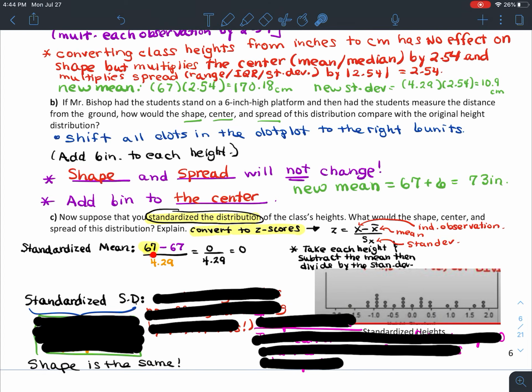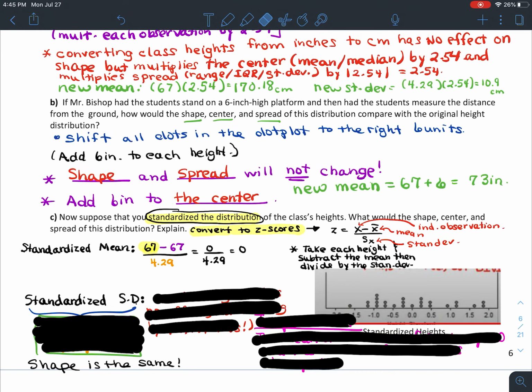Let me just uncover this a little bit here. When you standardize the mean, remember what you plug in here: I'm going to take the mean from the original set of data, subtract the mean from it, and then divide by the standard deviation. I end up getting 0 divided by 4.29, which is 0. What that means is anytime you have a set of z-scores, the mean of your z-scores is always going to be 0. The average of your z-scores will always be 0.